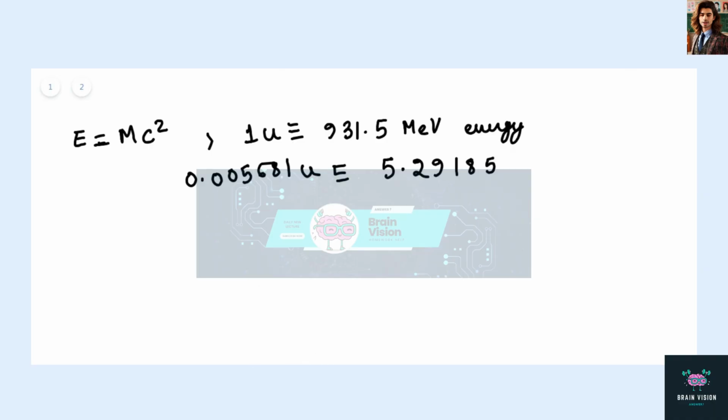Since we had just one significant digit here, 931.5, we'll stick with just one. That will be about 5.219 MeV, right? And see that we had a negative sign here, so we carry the negative sign. So that's the amount of energy that has been released.